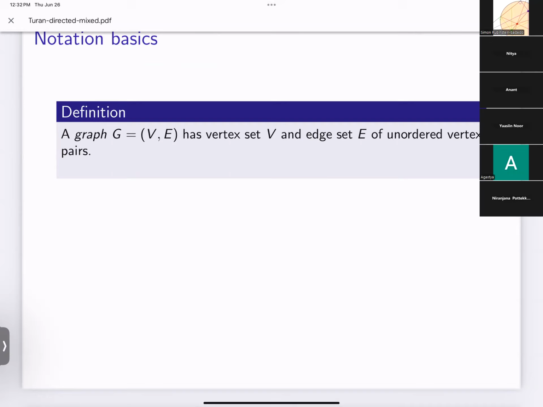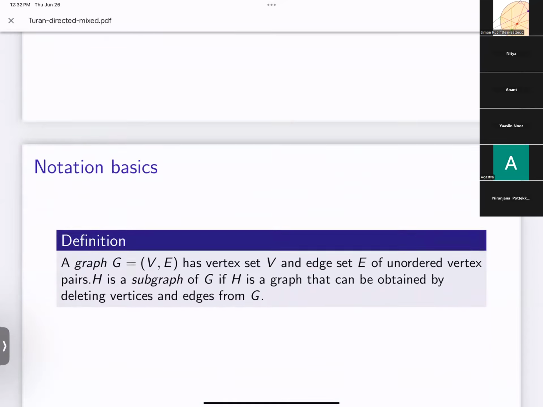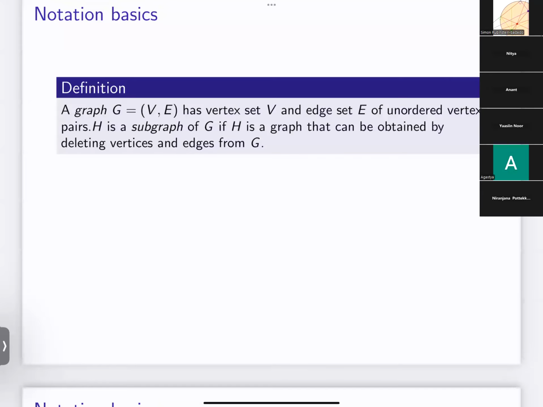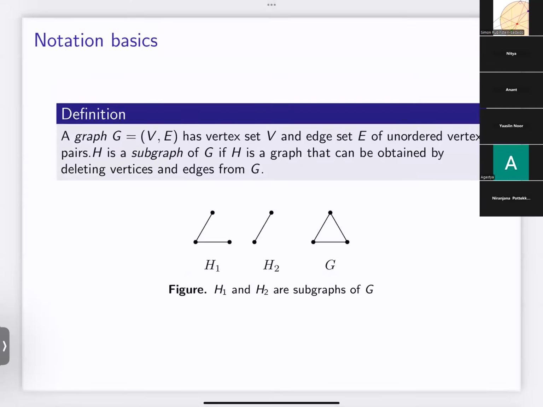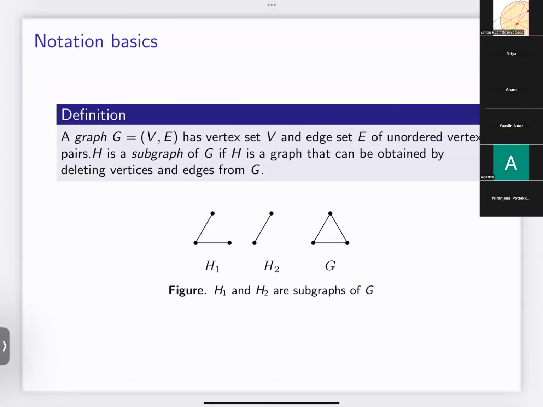So a graph is like some object that has a vertex set or a set of points V and an edge set E of some pairs of vertices. Okay? We'll say that some H is a subgraph of G if we can form it by deleting vertices and edges from G. So maybe just as an example, we have this graph G, which is a triangle, and we have these two examples of subgraphs, which are just subsets of vertices and edges, right? There's no rule that we have to take all possible edges once we take a vertex subset. So this is kind of the starting point.